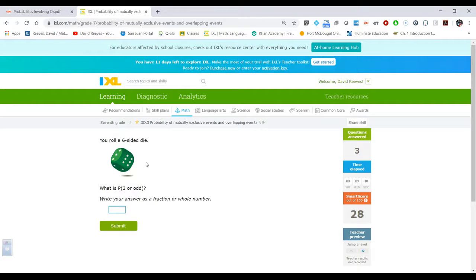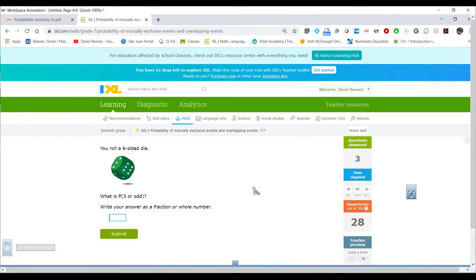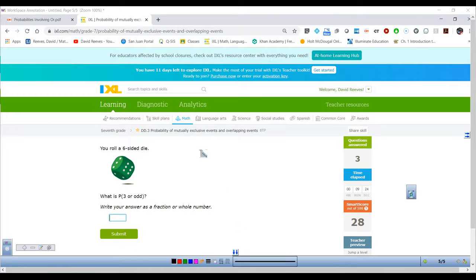All right, what about this? We're rolling a 6-sided die. What is the probability that it is a 3 or that it is odd? Okay, so if we look at this one, this would be a little more complicated. Better write this one down. This is the last one we're going to do here in this video, okay? All right, so we want to know the probability that it's 3 or odd.